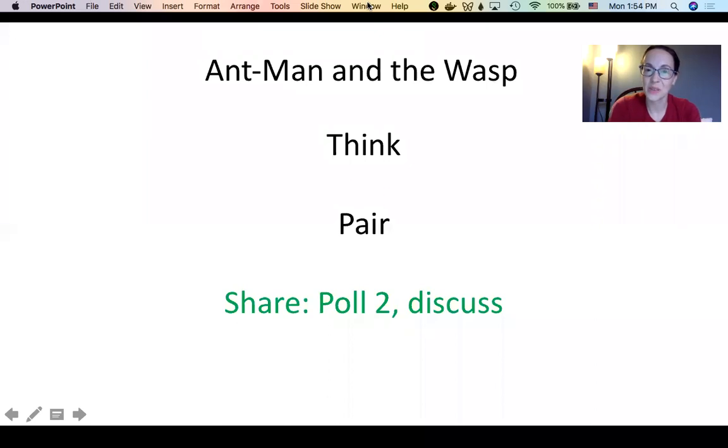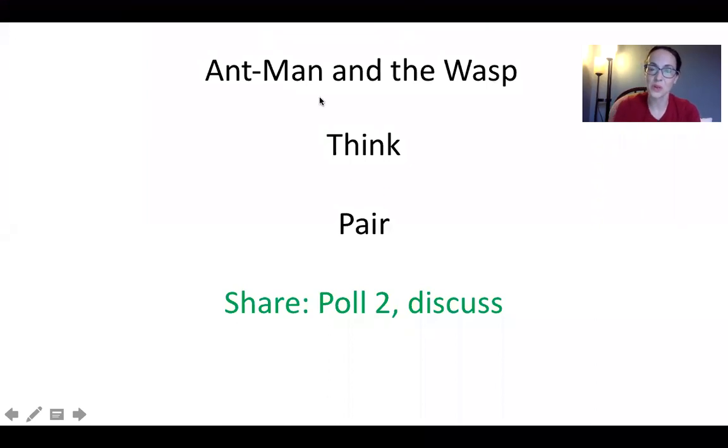I want you to try and think about this a little bit more. We're going to go back into breakout rooms, this time probably with different people because I'm going to assign it randomly again. Think about the results of the first poll and the question of whether Ant-Man's mass scales down, and try to think about why Ant-Man and the Wasp, his partner who didn't show up in this clip, need helmets to breathe when they shrink down.